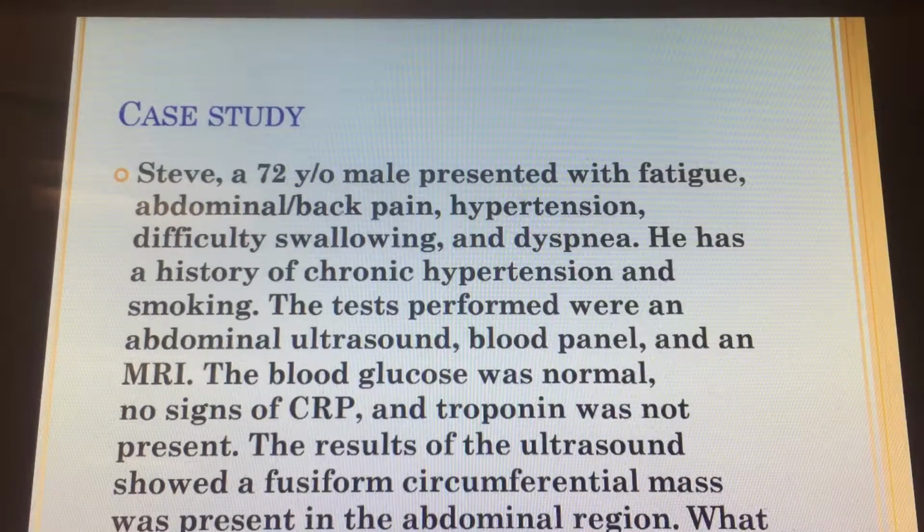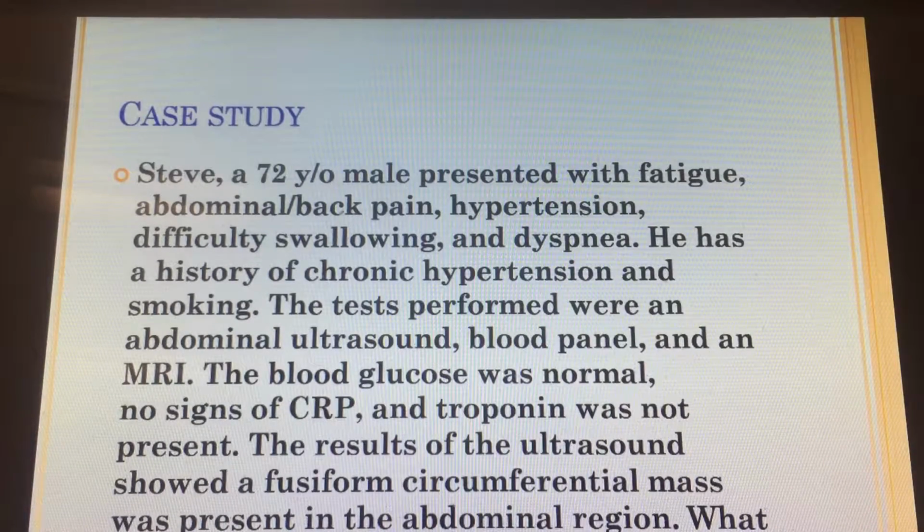Okay, so we're going to move on to other bleeding problems. So let's start out with Steve, a 72-year-old male. Presents with fatigue, abdominal/back pain, hypertension, difficulty swallowing, and dyspnea.